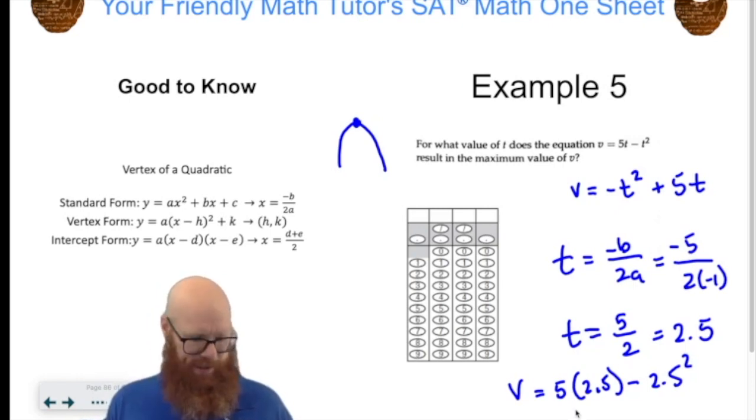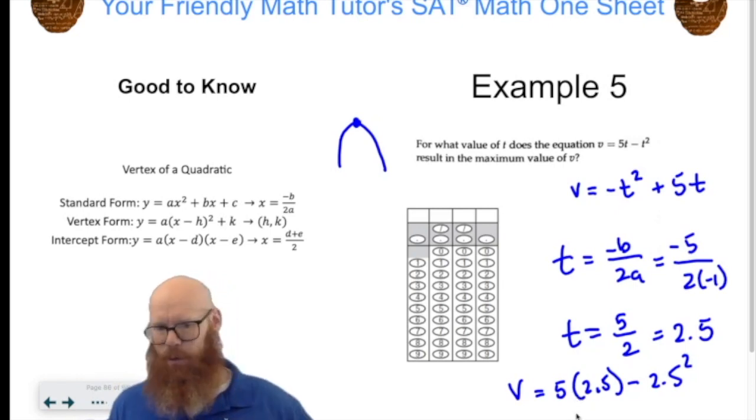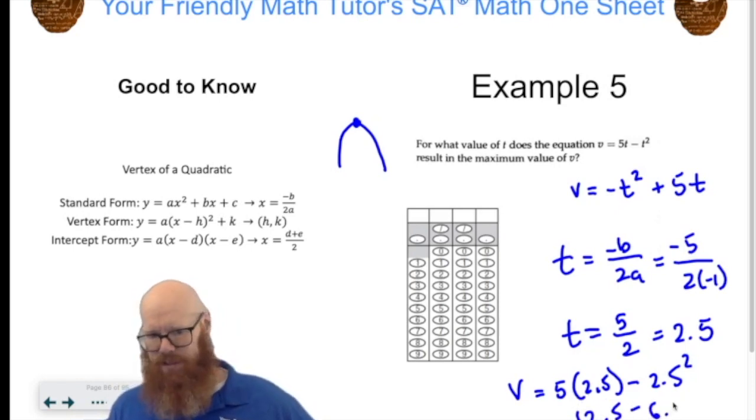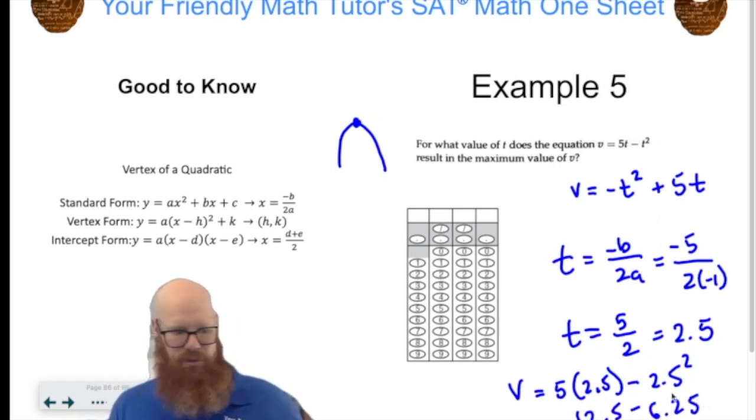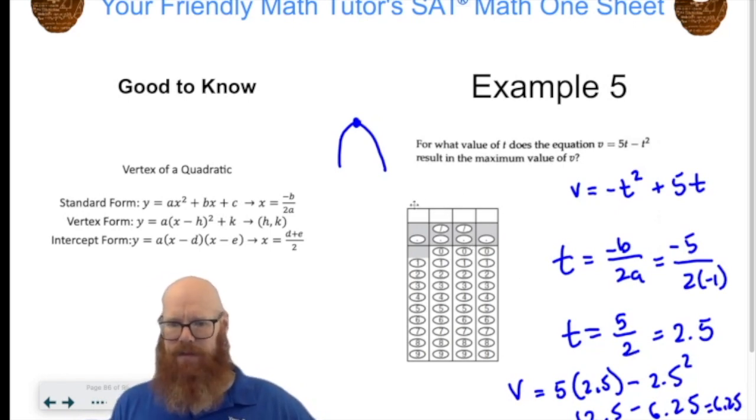I'm going to double check that in the calculator. I definitely should know that. Yeah, it's 12.5 minus 2.5 squared, which is 6.25. And so 12.5 minus 6.25 is 6.25. So the maximum value of this is 6.25.